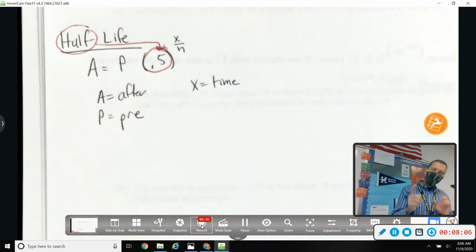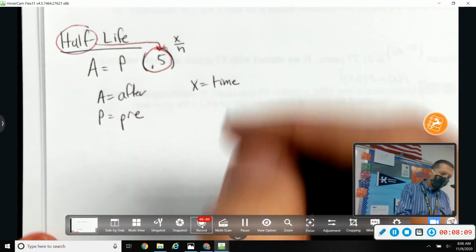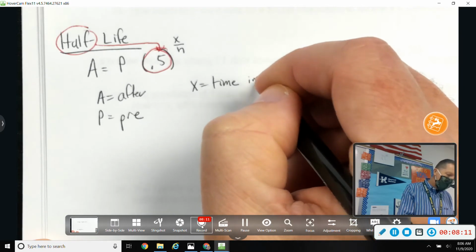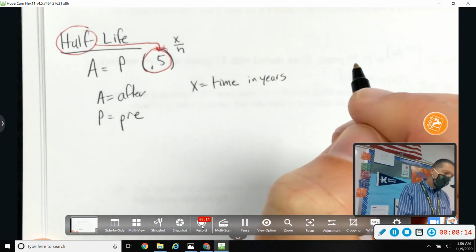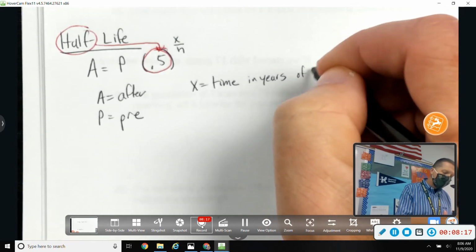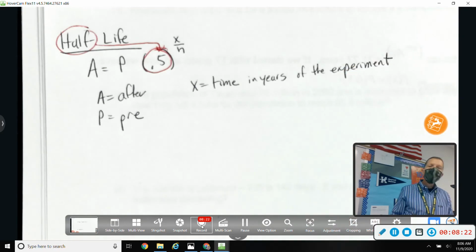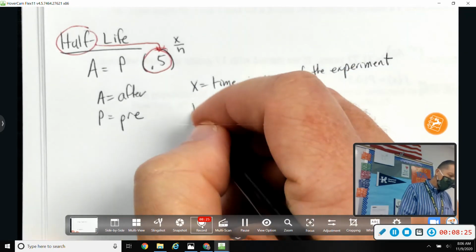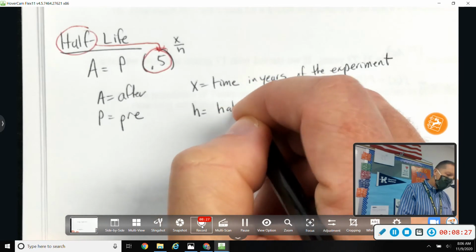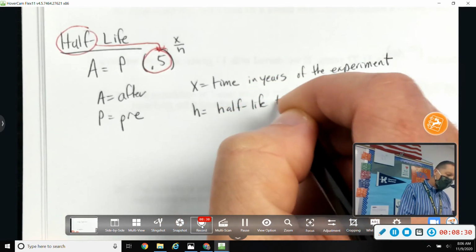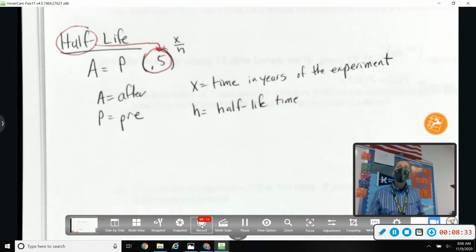All right, X and H, people get confused, so I have to be careful here. X is the time in years. I'll just say of the experiment, so like how long the decay lasts. H is the half-life time. So H is fixed. H is constant for a particular element. Half-life might be 5,000 years. I mean, usually they're really long. They take a long time to decay.